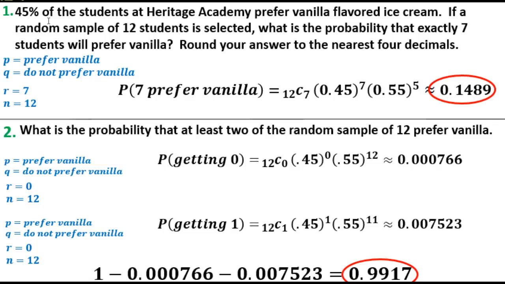Alright, hopefully you got both of these answers. And this one was pretty straightforward: exactly 7 students would say that they prefer vanilla. These two down here, or this whole problem, I should say, is a little bit more complicated because it says at least 2. So that would be the opposite. That'd be 0 prefer it and 1 prefer it, and then we subtract that from 1, which is what we just did here.